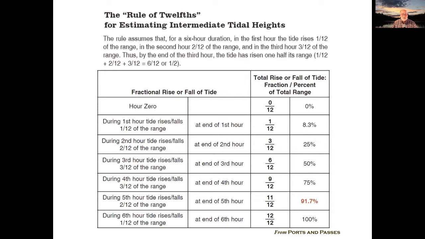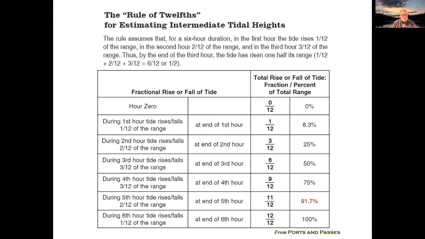Now we can also estimate intermediate tidal heights. This isn't exact, but it's a good estimate. And it's based on the principle that in the first hour the tide rises 1/12 of the total amount. In the second hour, it rises 2/12. In the third hour, it rises 3/12. And that means at the end of the third hour, we've risen half the height. Then the speed drops off.